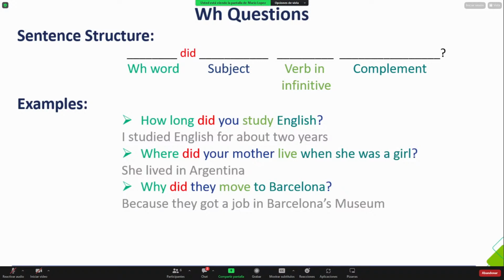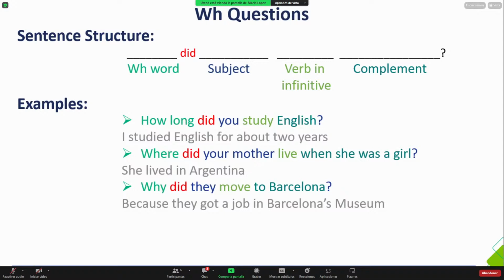For example, how long did you study English? ¿Durante cuánto tiempo estudió usted inglés? I studied English for about 2 years. Yo estudié inglés alrededor de 2 años. In this case, in the case of this question, the answer is a sentence in past. En este caso, la respuesta va a ser una oración en pasado.